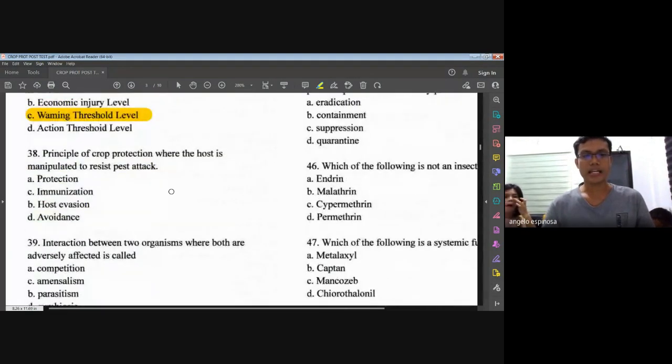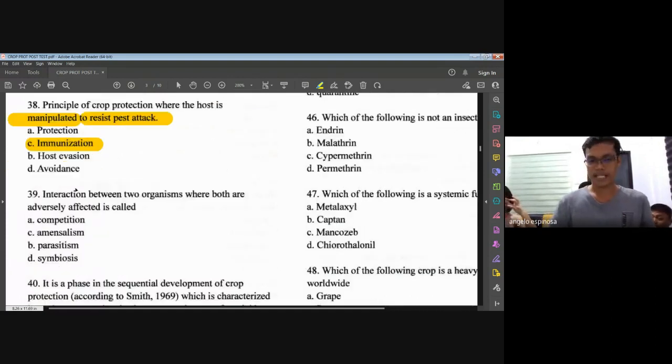Number 38, principle of crop protection where the host is manipulated to resist pest attack. Okay? The correct answer is immunization. Okay, bakit immunization? From the word itself, resist, no? Where the host is manipulated. Minamanipulate yung host, no? Parang kinokontrol and then they resist from its attack. So that's why it is immunization. That's the work of immunization in your body.